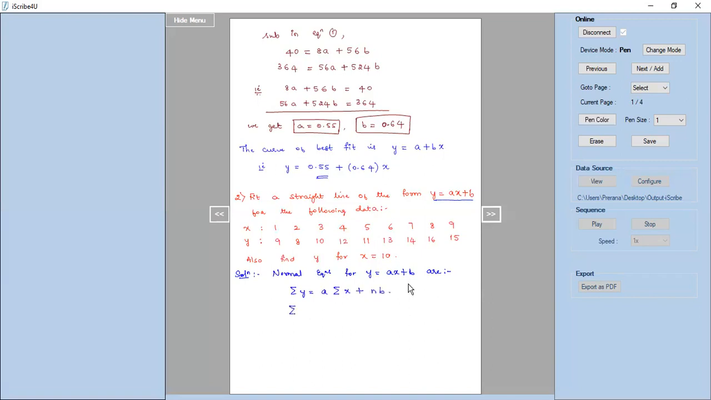Second one, multiplying throughout by x and taking sigma. So sigma xy is equal to a into sigma x square plus b into sigma x. Let us call that equation 1.